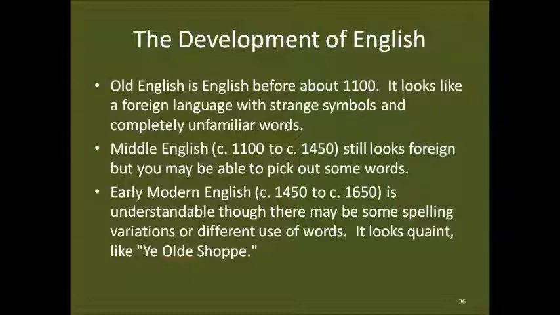Then we have Early Modern English, which picks up where that left off in 1450 and continued to about 1650. It's fairly understandable, although there might be some spelling variations, like substituting V's for U's and that sort of thing, or the words might be used differently, but they are still familiar. It looks kind of cute, kind of quaint, like your old shop, or like a crown with crown spelled with an E at the end or something like that. So just because something has an E at the end of it does not make it Old English, is my whole point here. Recognize it as Early Modern English because you recognize the word. It just has an extra E on there that we don't use anymore. Middle English and Old English are completely foreign.